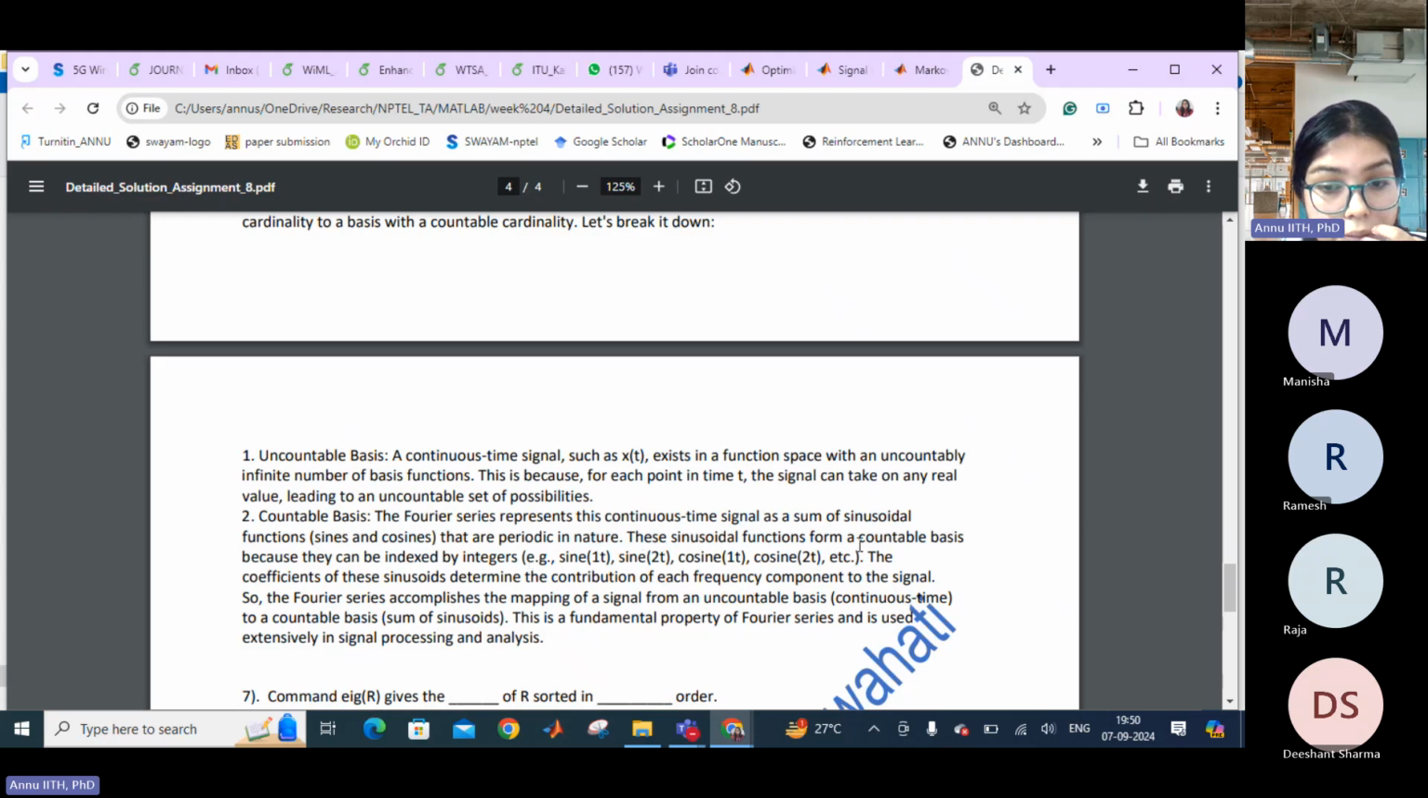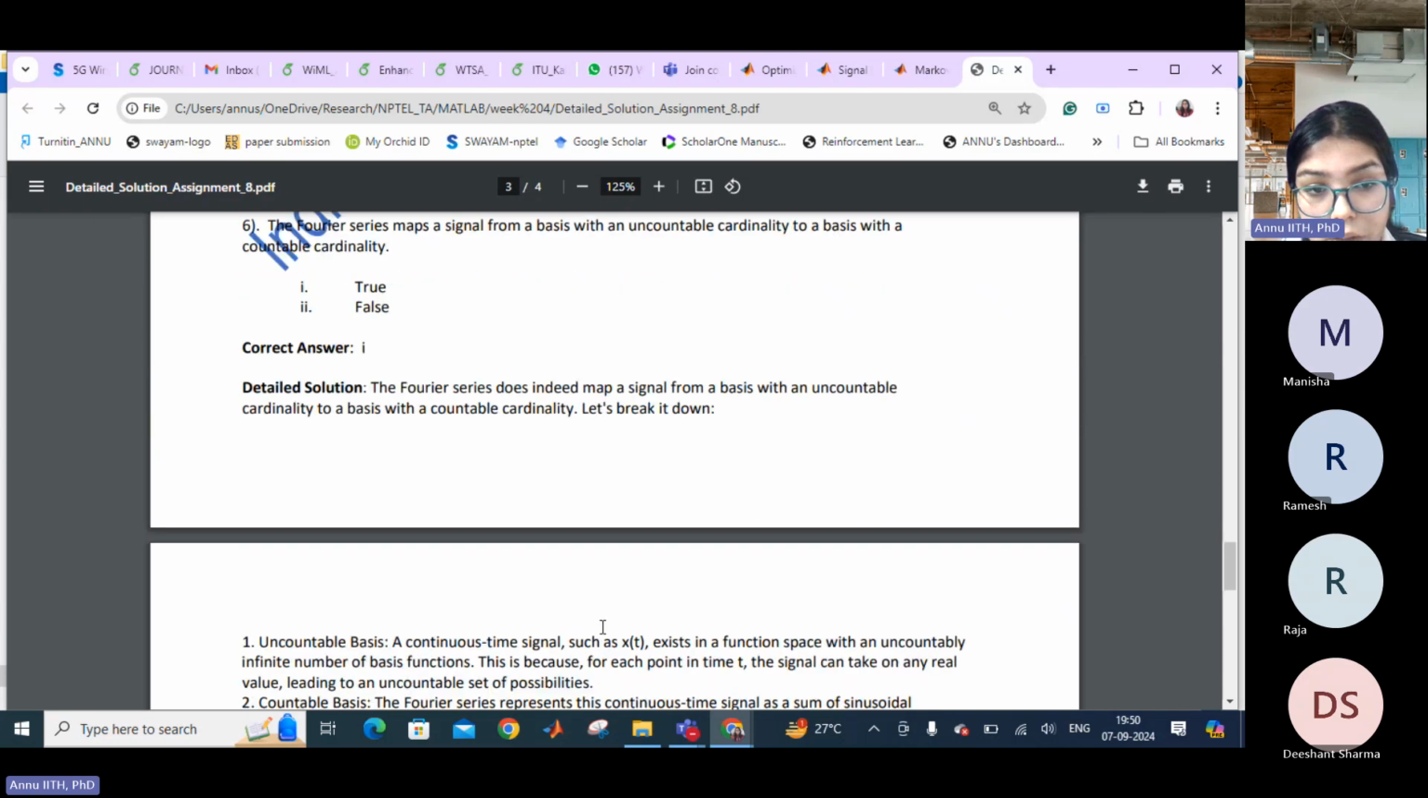These sinusoids are formed on a countable basis because they are indexed by the integers: sin 1t, sin 2t, cos 1t, cos 2t. The coefficients of these sinusoids determine the contribution of each frequency component of the signal. So the Fourier series accomplishes the mapping of a signal from an uncountable basis to a countable basis, that is, the sum of sinusoids.